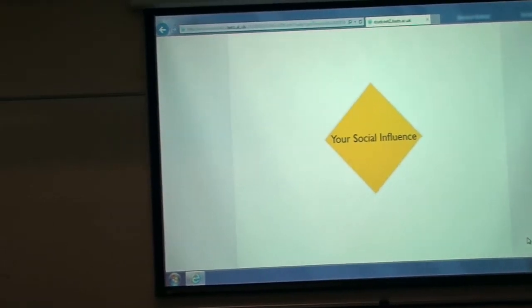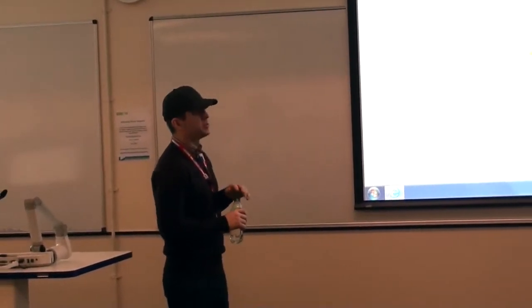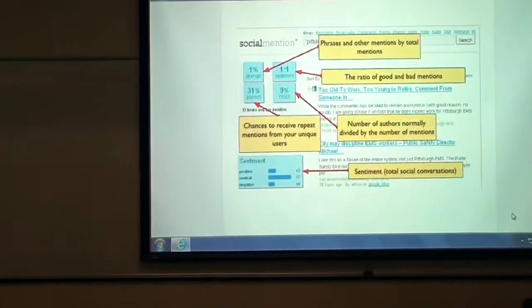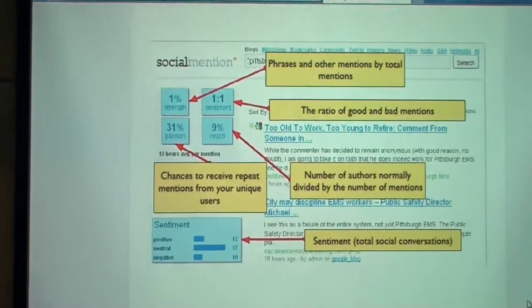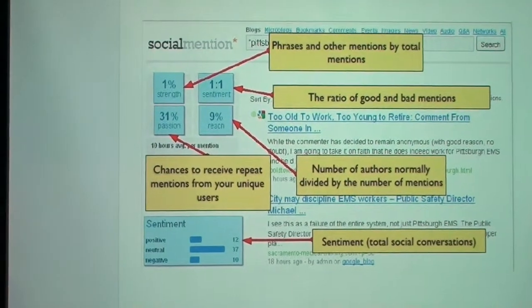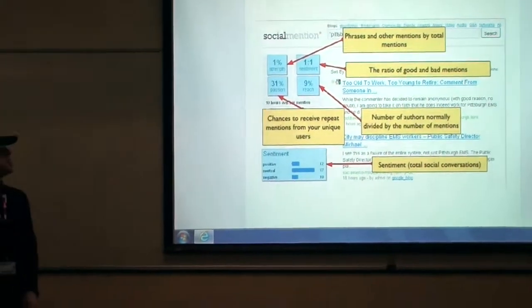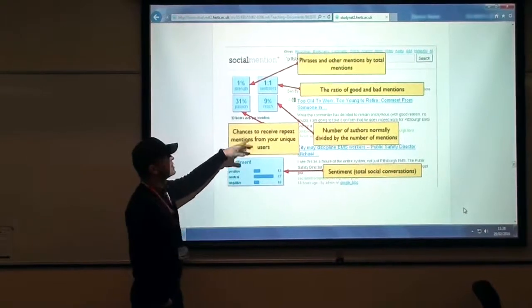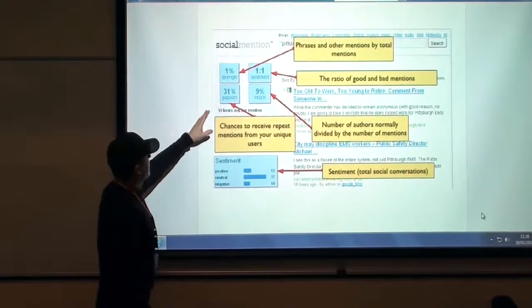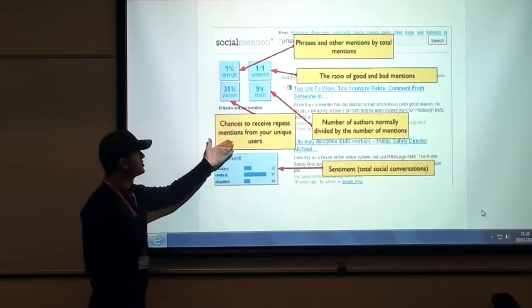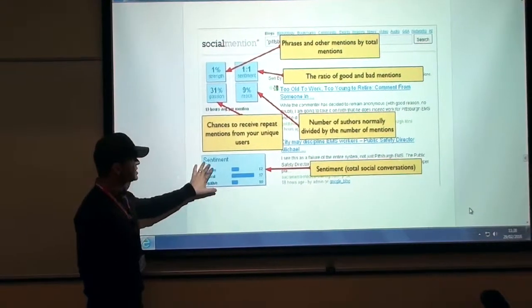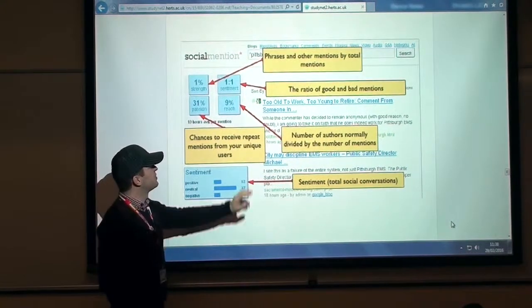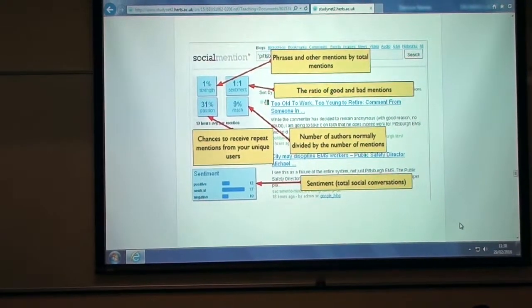So social influence is to really get an understanding of how well we're doing online with our social media activities. One popular tool online is Social Mention. It gives us an idea of how well we're doing online with our brand. For instance, the strength of our content and other mentions by total mentions. Sentiment, the ratio of good and bad online. Passion, in this case, 31%, so the chances of receiving repeat mentions from your unique users. Sentiment again, total social conversions, and the number of authors, normally divided by the number of mentions, with 9% reach out there.